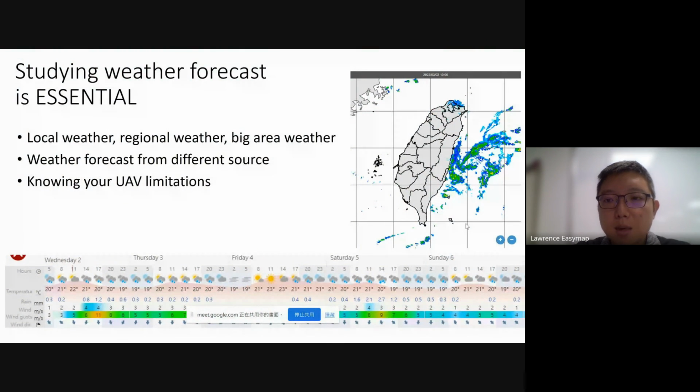And every time I do my mission, I always check the weather, not only my local weather, but also the weather in general. So we need to see the weather forecast and also the current weather, and we need to have a good understanding of our UAV limitations.